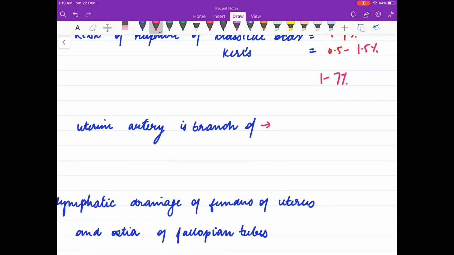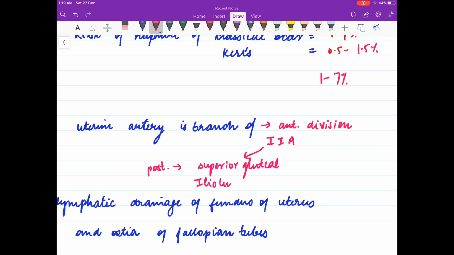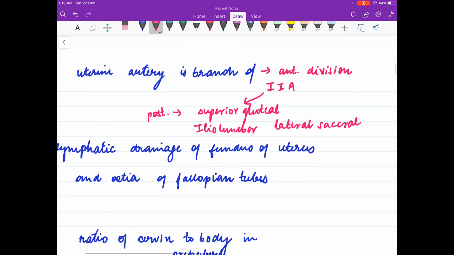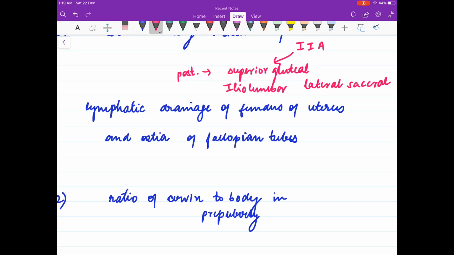Uterine artery is a branch of the anterior division of the internal iliac artery. Friends, what are the branches of the posterior division? It is superior gluteal artery, iliolumbar artery, and lateral sacral artery. Remember the other branches of the anterior division of the internal iliac artery also.